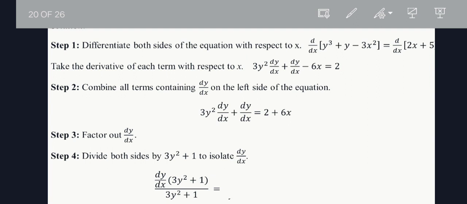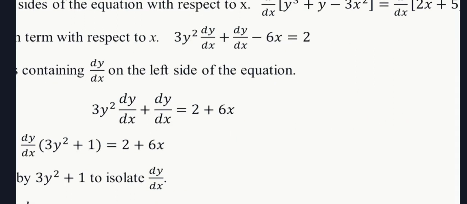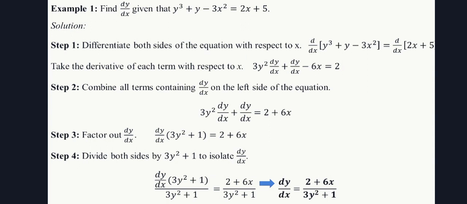That is step 2. Step 3, we will factor out dy over dx. So in short, ilalabas na natin. So dy over dx times the quantity of 3y squared plus 1 is equal to copy yung nasa kabila. Then step 4, divide both sides by kung ano yung nasa loob ng parentheses natin na nasa left side to isolate dy over dx. That is, divide both sides by 3y squared plus 1 and the answer is 2 plus 6x over 3y squared plus 1. And this is the final answer using implicit differentiation.